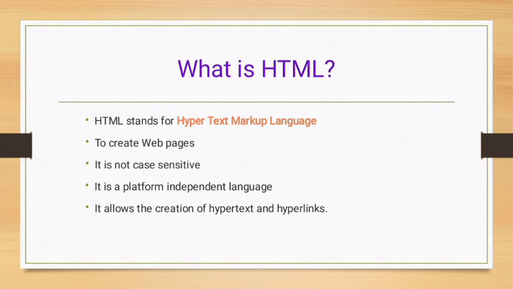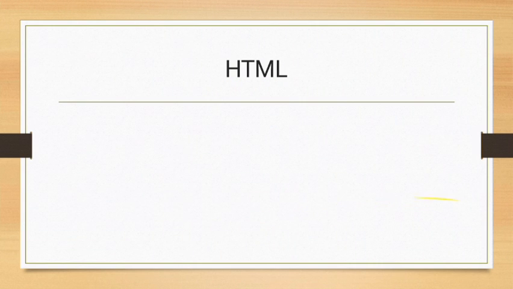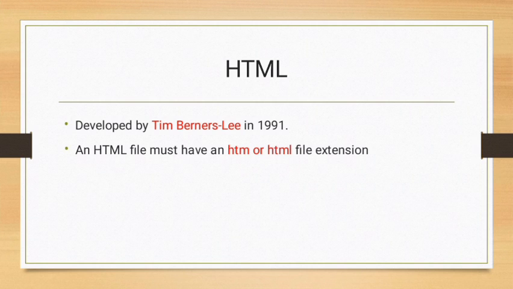HTML language is used to create web pages. It is not a case sensitive language. It is a platform independent language, and it allows creation of hypertext and hyperlinks. And it was developed by Tim Berners-Lee in 1991, and when you save an HTML file, it has an extension .htm or .html. That will be the extension of HTML files.